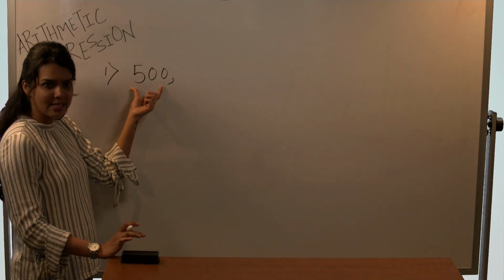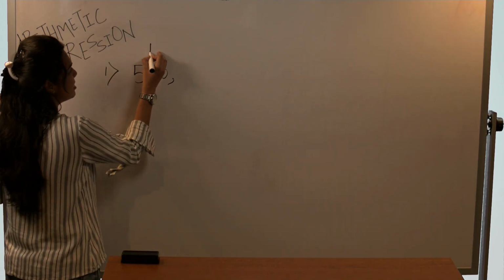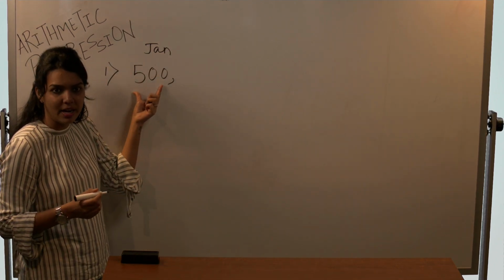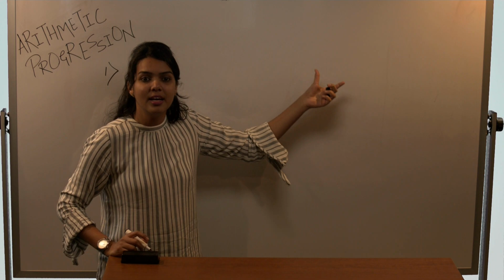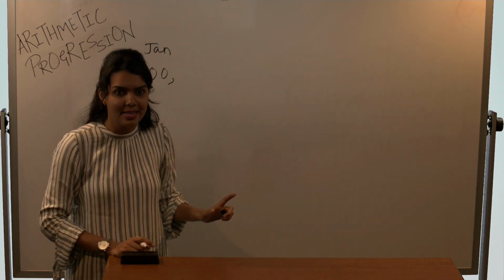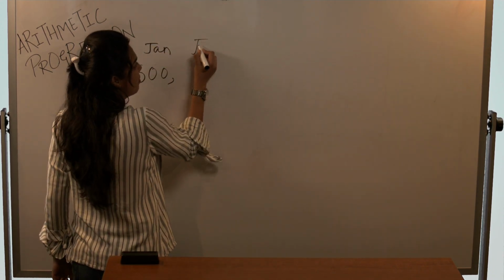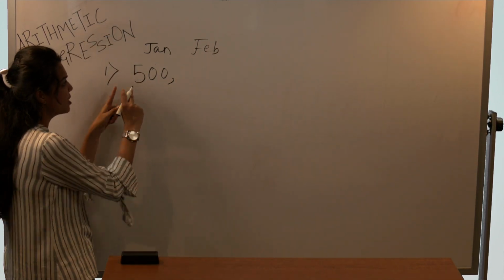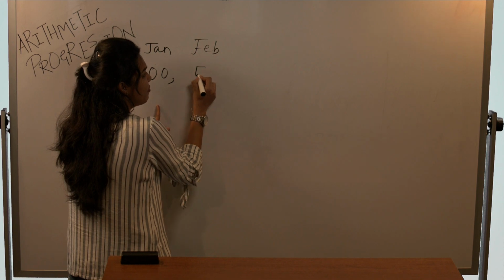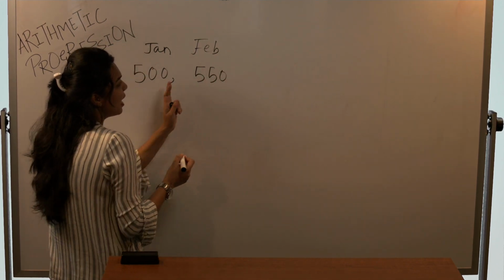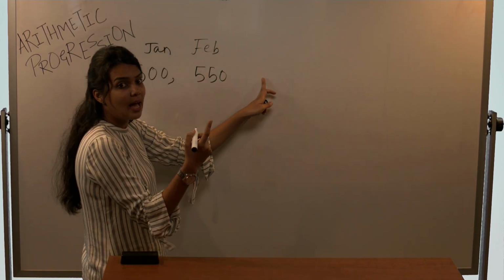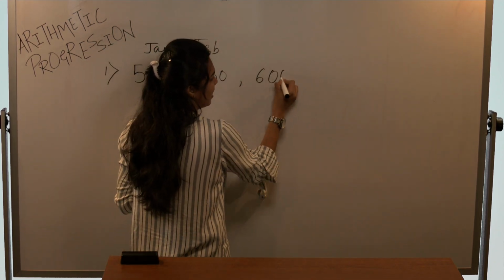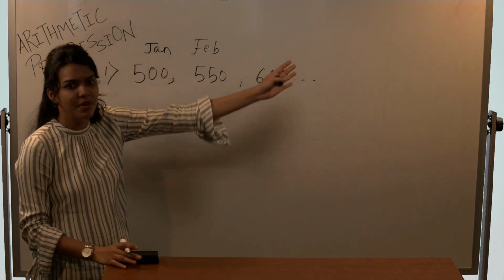So, the first month salary is 500. Let us say this is the month of Jan. So, in the month of January, the salary is 500. Every month, he will get a rise of rupees 50 in his salary. So, next month of Feb, what will be the salary? Rise of rupees 50. That means 500 plus 50 will give you 550. Again in the next month, what will be the rise? This will be 550 plus more 50, which will give you 600. And in this way, the salary will increase.